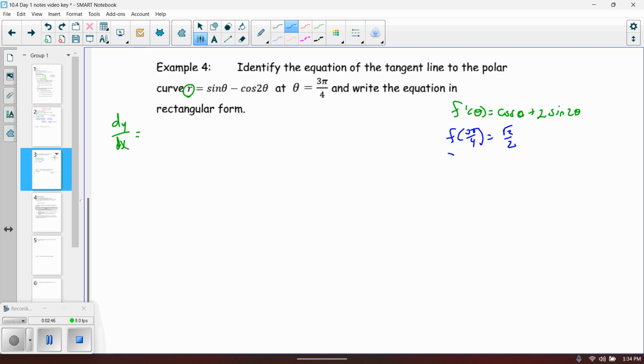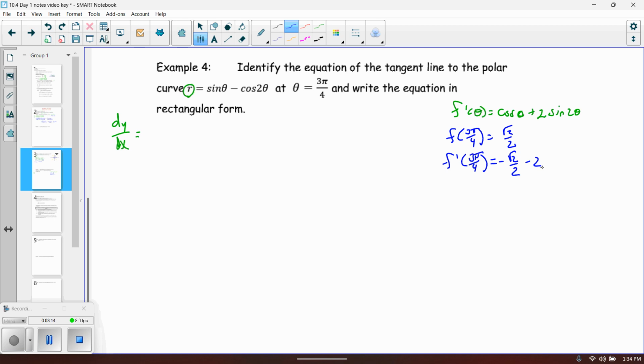We're going to need f prime at 3 pi over 4, which is the one that we just found. So that's cosine of 3 pi over 4, that's negative root 2 over 2. And then that's going to be 2 times the sine of 3 pi halves. Sine of 3 pi halves is negative 1. So times the 2 out in front gives us negative 2. So there's our f prime of 3 pi over 4.